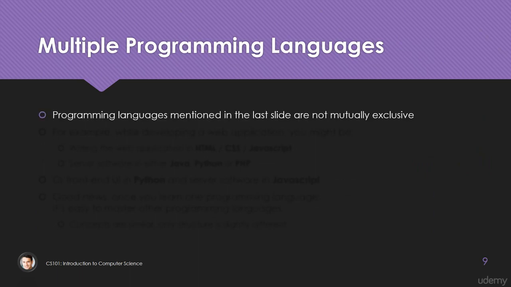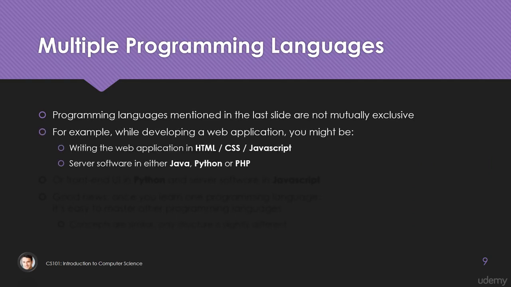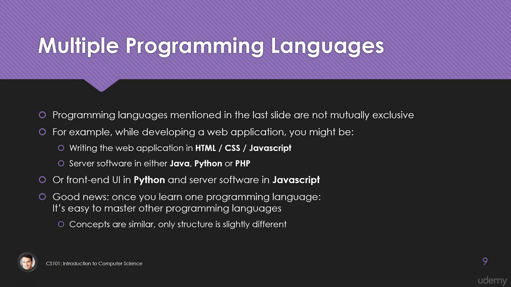So you will often find yourself using multiple programming languages if you go into the computer science field. These programming languages are not mutually exclusive. For example, while you develop a web application, you might be writing the web application in HTML and CSS and JavaScript, and the server software in either Java, Python, or PHP. Or you could be building a desktop application where you're coding the front-end user interface in Python and server software in JavaScript. The good news is, once you learn one programming language, it's really easy to master other programming languages. The concepts are all very similar, only the structure and semantics are slightly different.